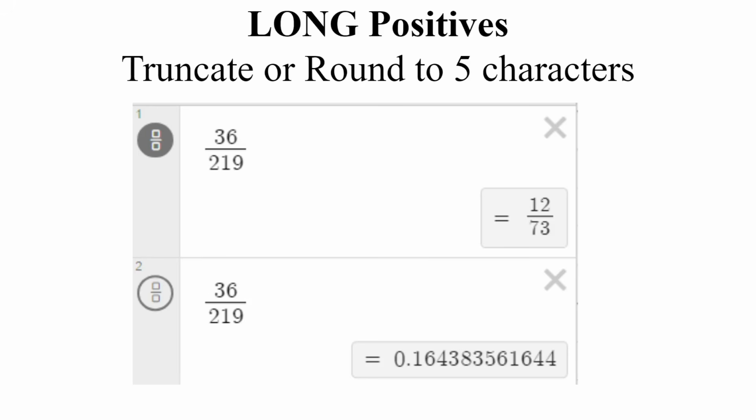All right, long positives. The Blue Book app directions tell you to truncate or round to 5 characters, not 5 digits, 5 characters. So the decimal point counts as a character. So let's say the final step of our work was 36 over 219. 36 divided by 219. This would be the Desmos output.